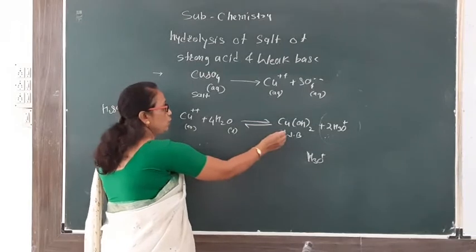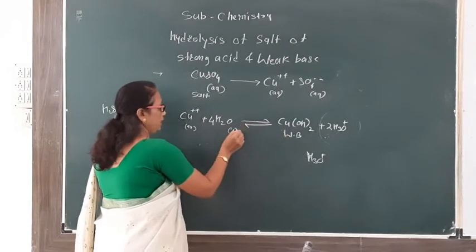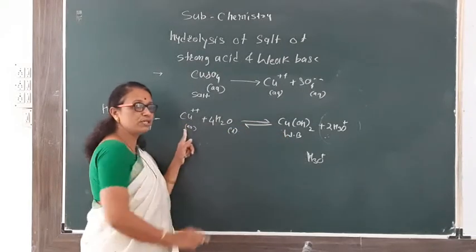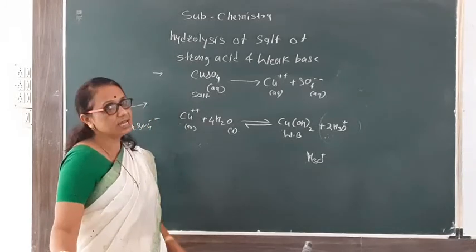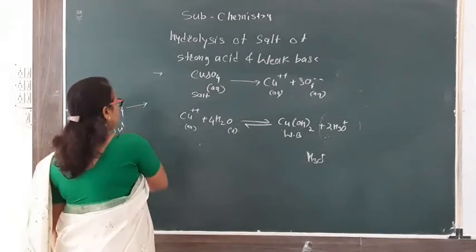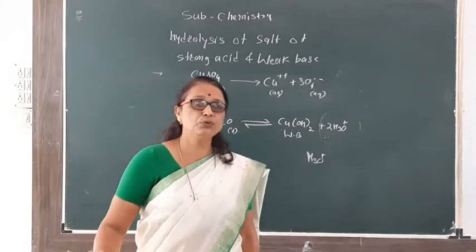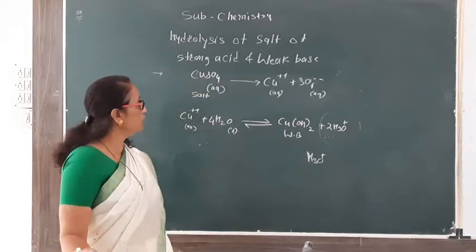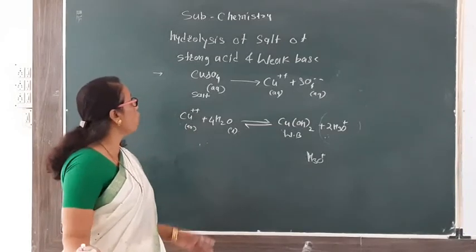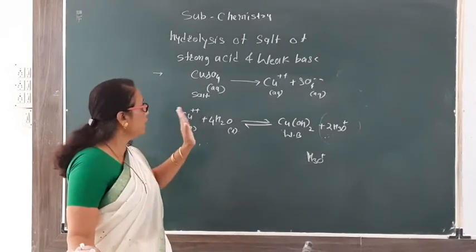That means the Cu(OH)2 dissolves in water and again there is a formation of the Cu++ ions. Means to avoid the turbidity, H2SO4 is added to the copper sulfate solution. This is a hydrolysis of strong acid and weak base.